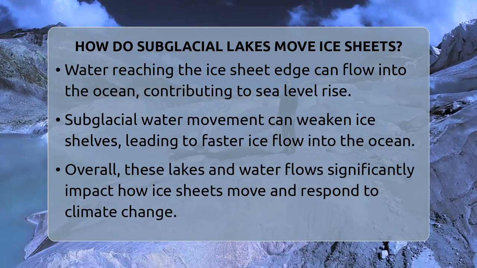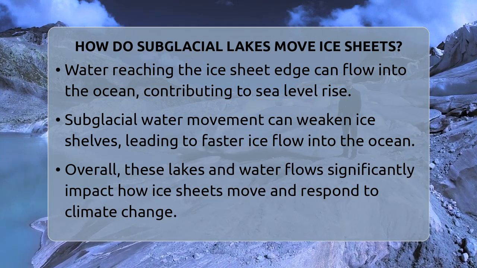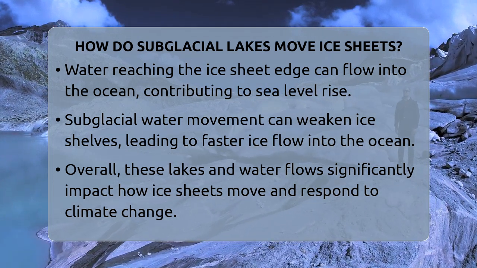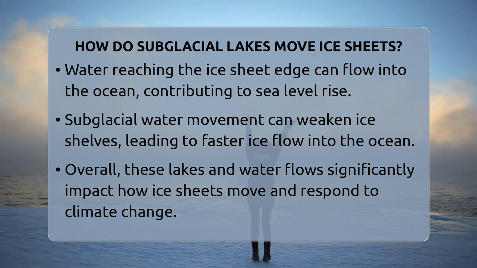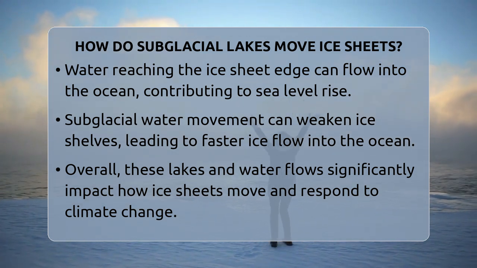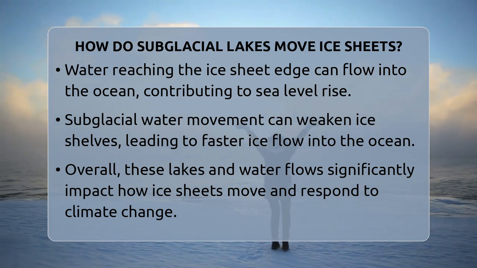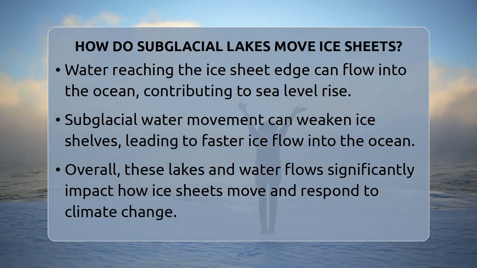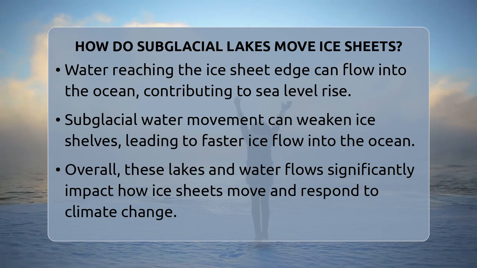In simple terms, subglacial lakes influence ice sheet movement by acting as lubricants, causing surges, and connecting different parts of the ice sheet through water flow. These processes are key to understanding how polar ice responds to climate change and how it might affect sea levels in the future.